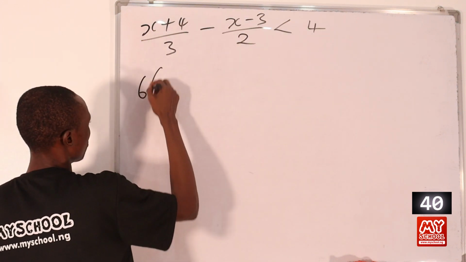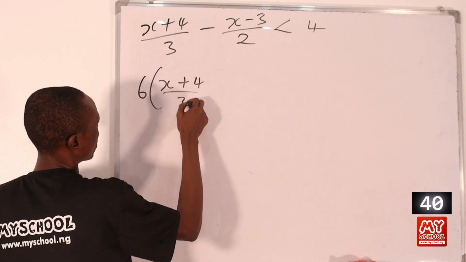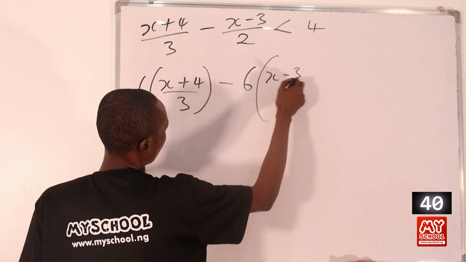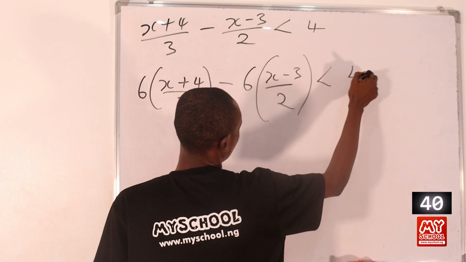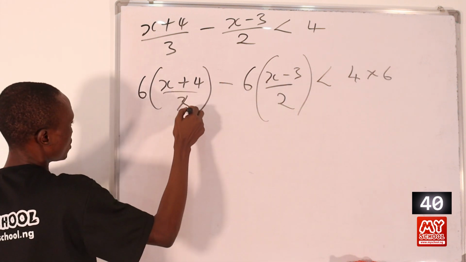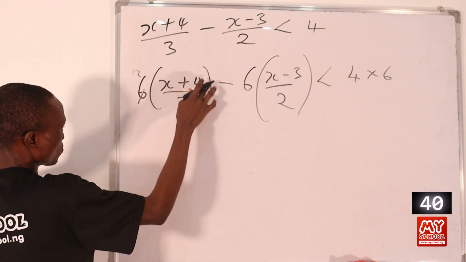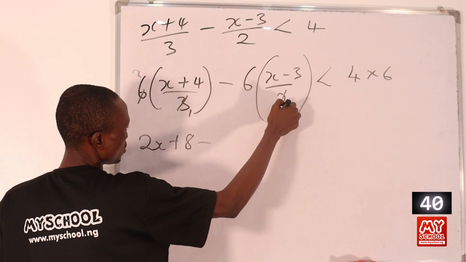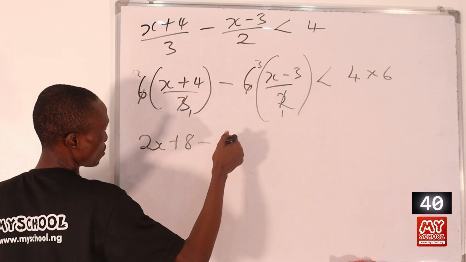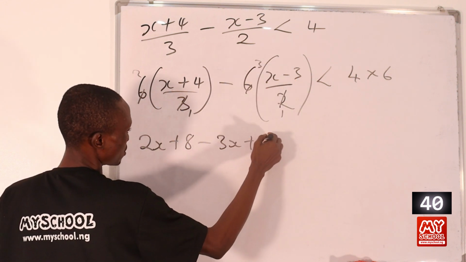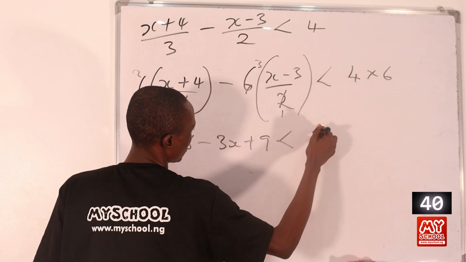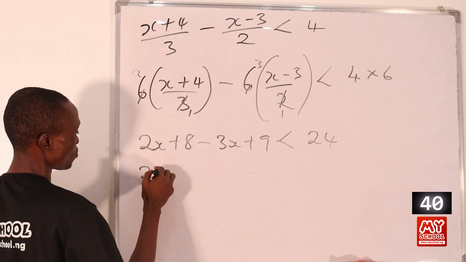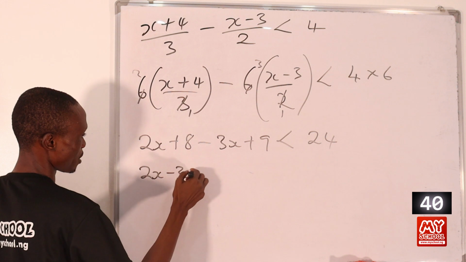So that we'll be having 6 bracket x plus 4 all over 3, in bracket, minus 6, then in bracket x minus 3 all over 2, is less than 4 times 6. So if we divide here, we'll be having 1, this one will be 2. So if we expand that, we're having 2x plus 8, then minus, so 2 here is 1, 2 here is 3. So that if we multiply out, we'll be having minus 3x, then plus 9 is less than 4 times 6 is 24.